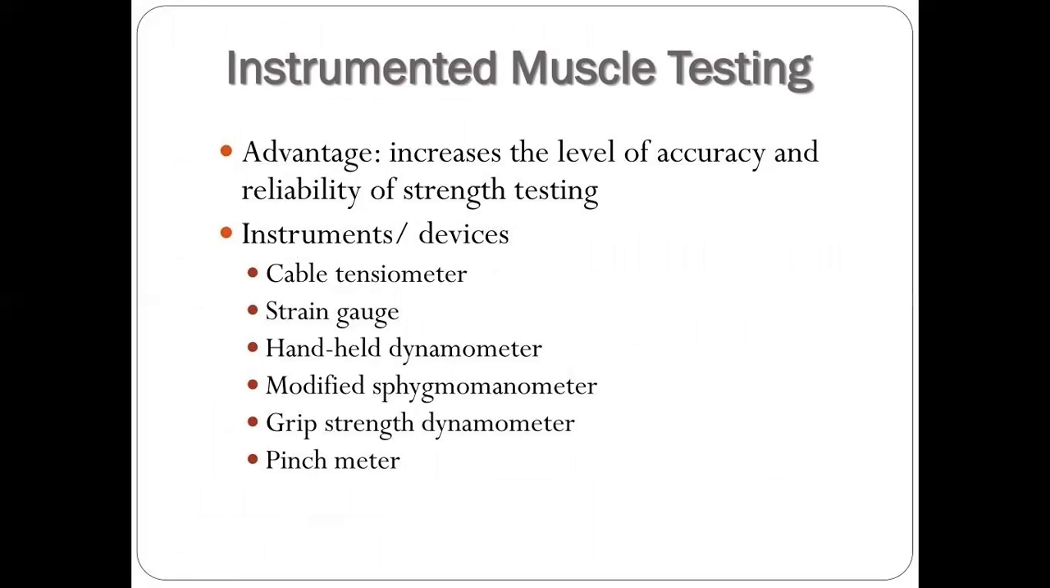Instrumented muscle testing. Advantages are increased level of accuracy and reliability of muscle strength testing. Instrument devices include cable tensiometer, strain gauge, handheld dynamometer, modified sphygmomanometer, grip strength dynamometer, then pinch meter.